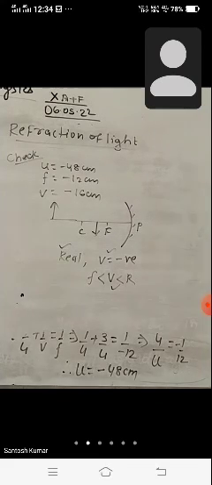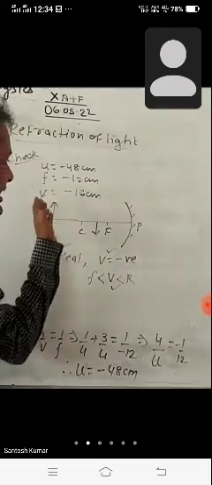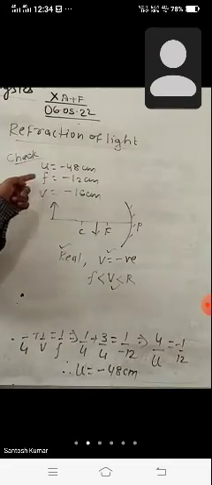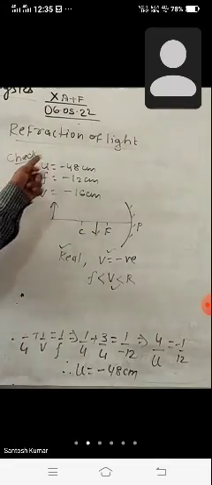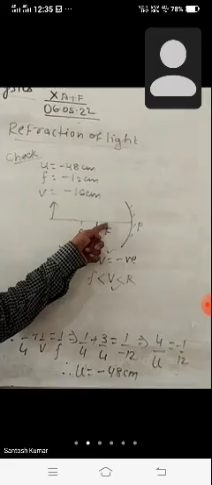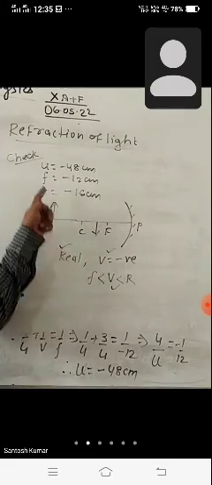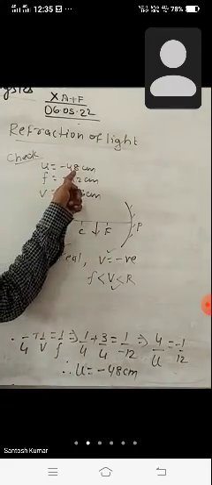To check, first of all you have to collect the information: U, V, F, for the mirror formula. All three values you have to note down. And according to this C, focal length is 12, this is 24. U is 48. 48 will be beyond C.